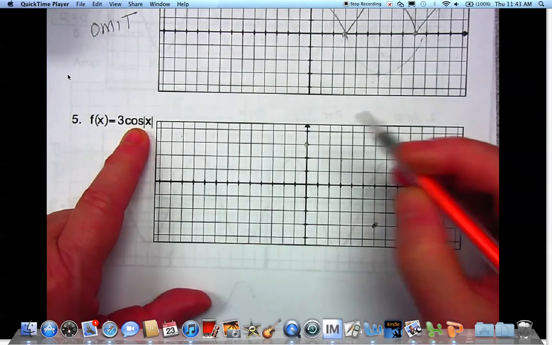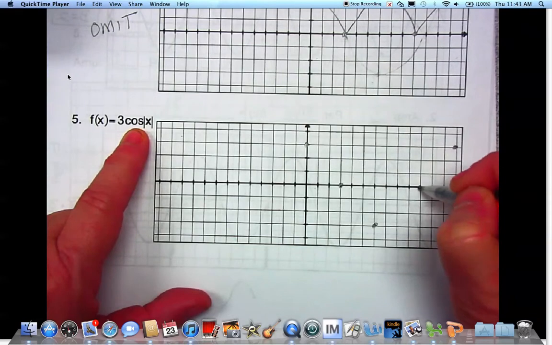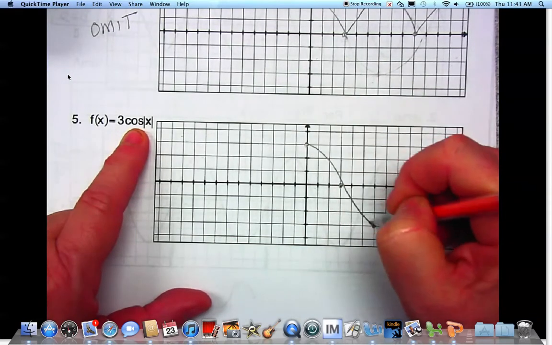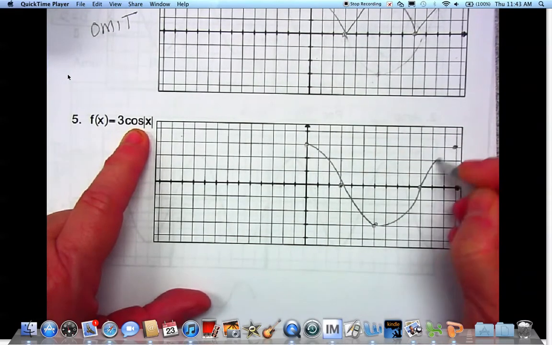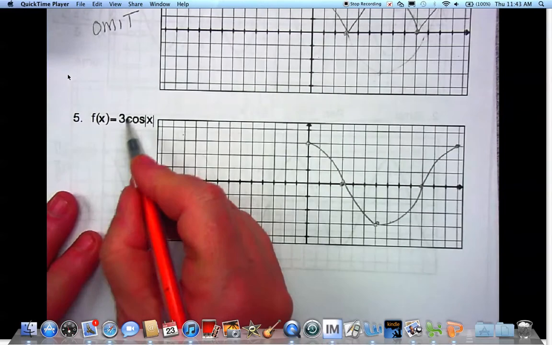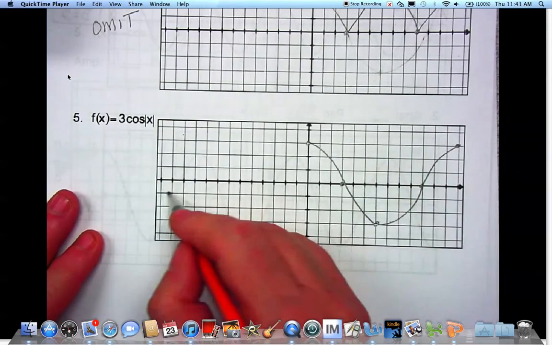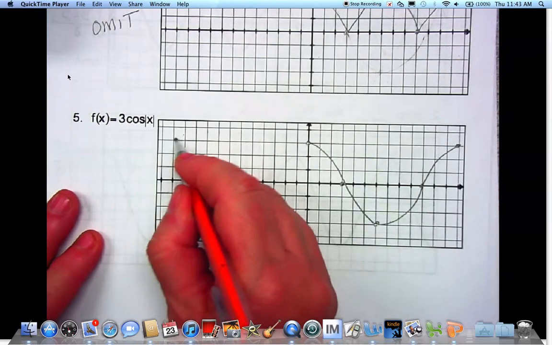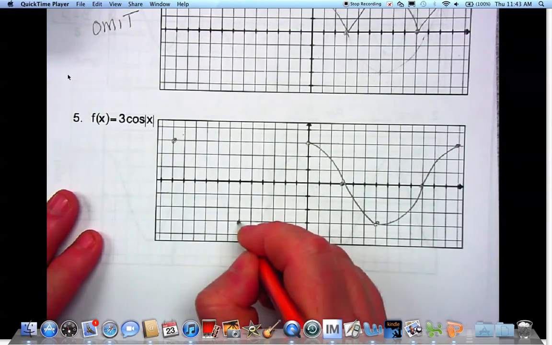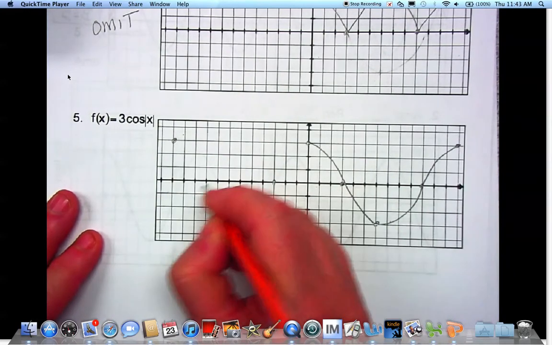I don't think you even have a problem like this, but I did want to show them to you. That's 3 cosine x. Then the absolute value of x makes it flip over to this side, which it would have anyway. It didn't really change this one.